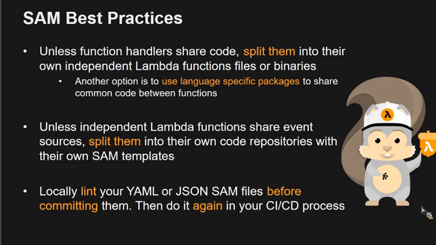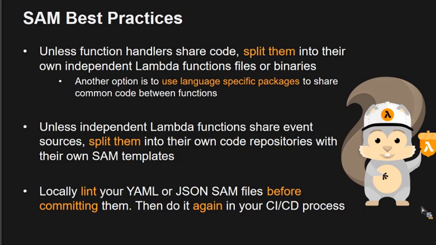And then another option for shared code is to use language-specific packages, such as NPM or pip packages for Node.js or for Python, respectively. Then, based off of that, unless the independent Lambda functions share event sources, split them into their own code repositories with their own SAM templates. And so what this means is when you think about how you draw essentially the border around what becomes a serverless application, if the code doesn't share any common code aspects, but does maybe share things such as other infrastructure resources, keep them inside of the same repository, and have them be potentially managed by the same SAM template.